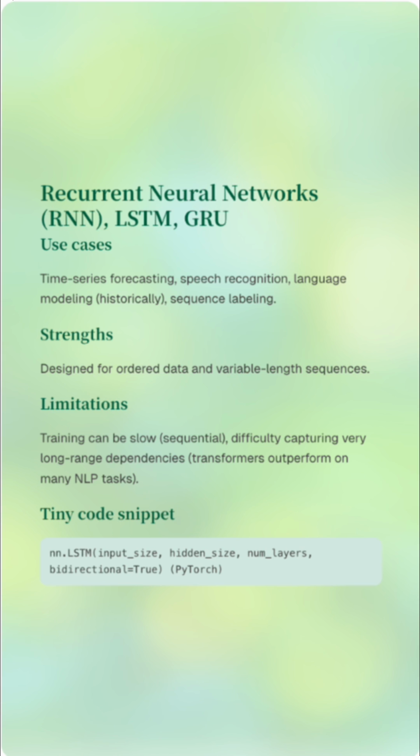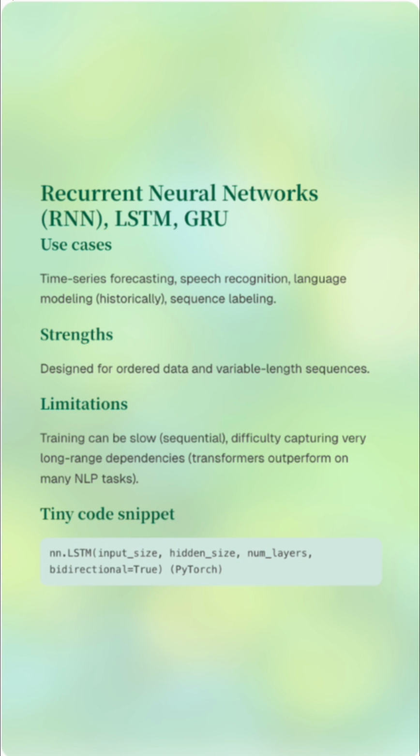It makes them slow to train, and their memory is surprisingly short-sighted, often forgetting crucial information from much earlier in the sequence. This fundamental limitation in capturing long-range context is why transformers have now become the dominant architecture for most advanced NLP work.